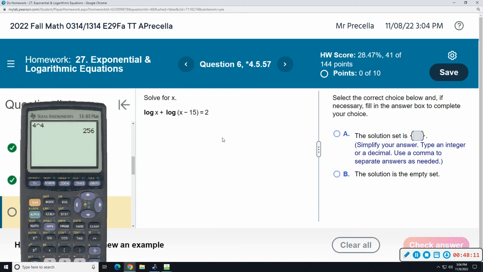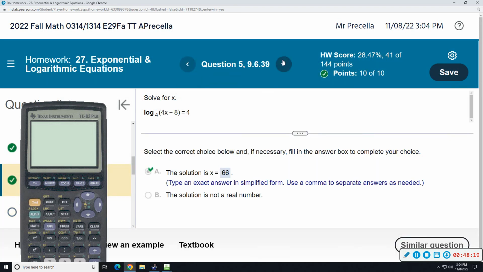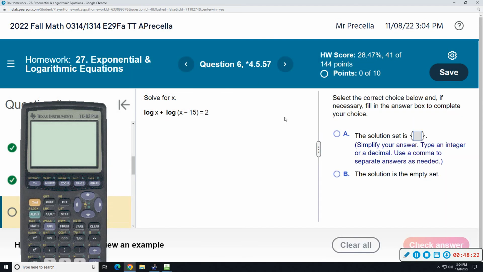So how does number 6 differ from 5? Well, here on number 6, there's 2 logarithms. We know how to do it if there's just one logarithm. This is a classic application of the most fundamental problem-solving strategy. If you know how to do one problem and you're confronted with a new one, make it look like the old one that you know how to do. This says log x plus log x minus 15 equals 2.